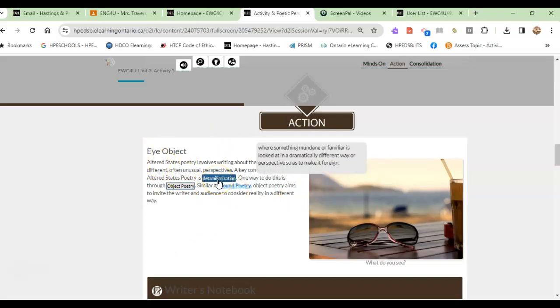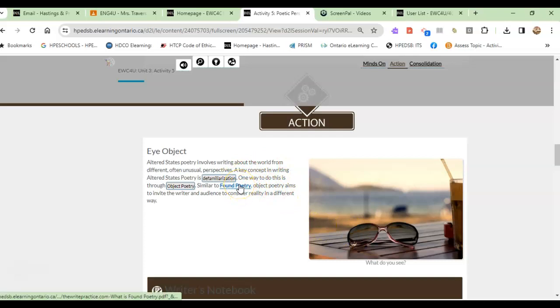We have some definitions and what is object poetry. It's a poem about an inanimate object, looking at something such as sunglasses. And more than just talking about the sunglasses, you might want to think about what have those sunglasses seen? What are they used for? Not that they take on a persona, but that you're looking at that object and looking at the human perspective as to what is connected to that object. So there's some information in here.